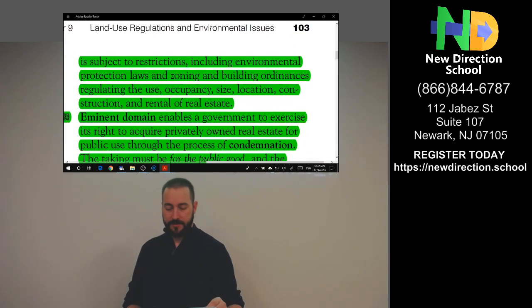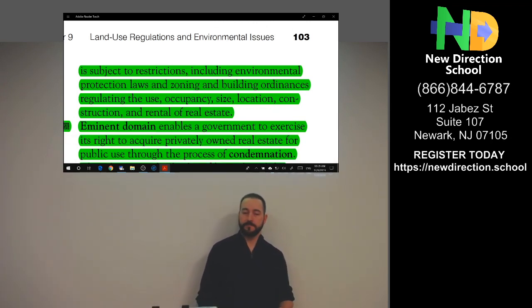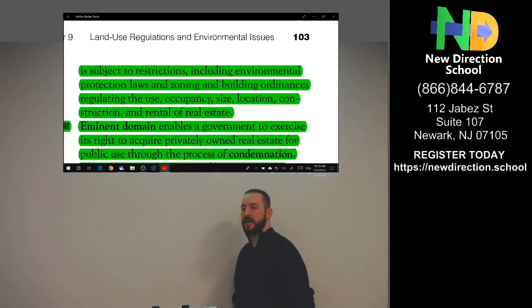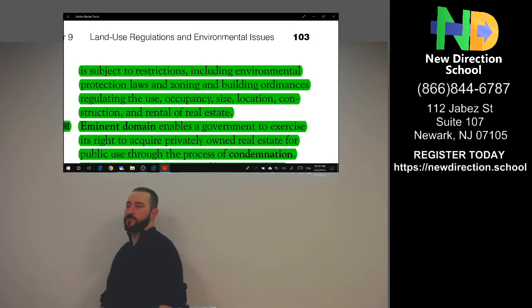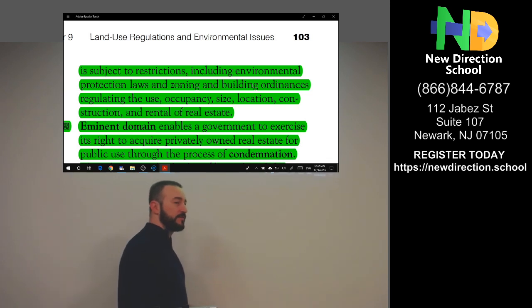Next we have eminent domain. Now, eminent domain enables a government to exercise its right to acquire privately owned real estate for public use through the process of condemnation.